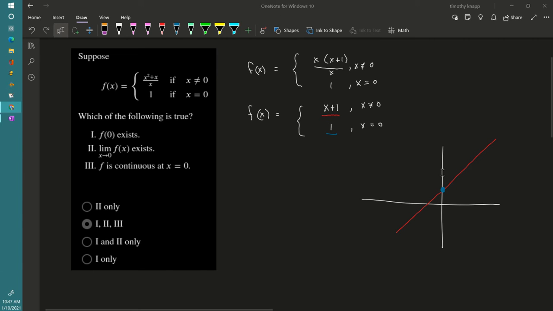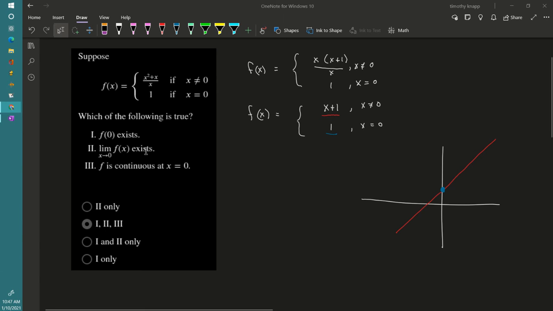They didn't put like 2, in which case the dot would be up here, and then you would have a discontinuity. Anyway, so then they go on to ask you a couple of things. Does f of 0 exist? It sure does, because here's f, it's this whole function, and at 0, it's defined as 1, so it exists.